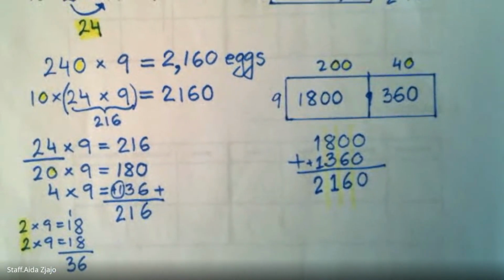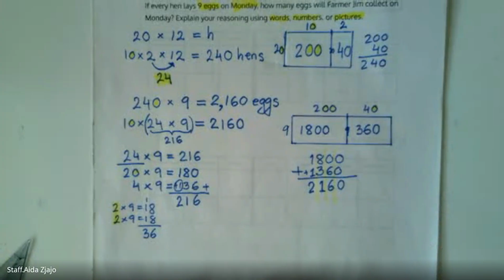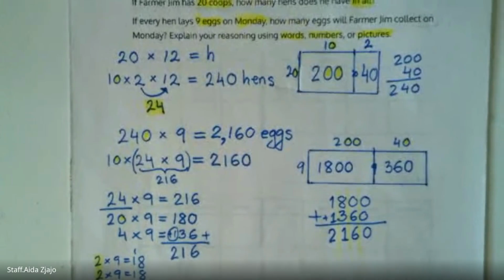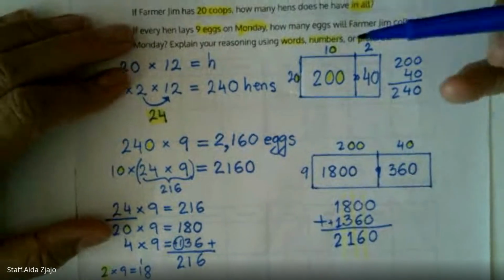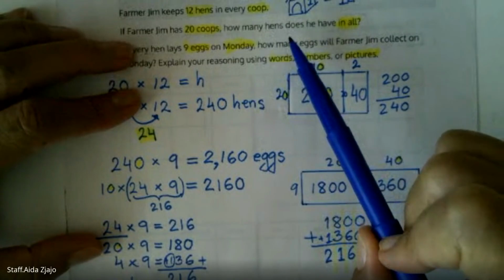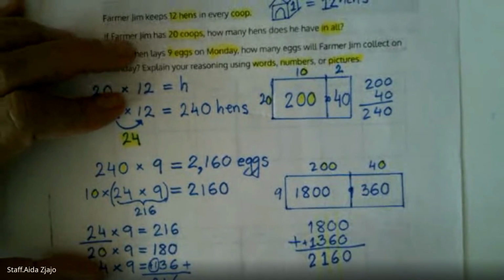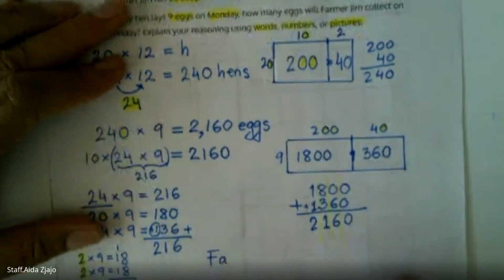All that's left is to write the answer. We read, we drew, and now we need to write the answer. So for the first part, we can say, Farmer Jim has 240 hens, how many eggs does he have in all?